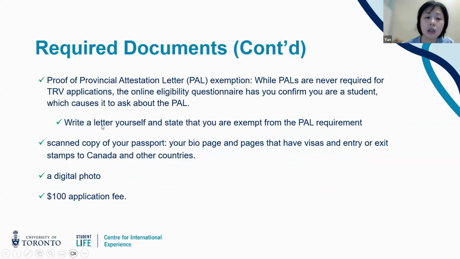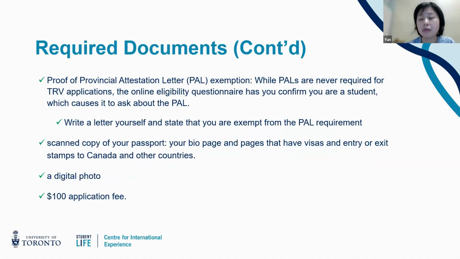For a TRV application, you don't need a PAL, but you may need to provide proof of provincial attestation letter exemption. Again, you should write a letter yourself and state that you are exempt from the PAL requirement because you are applying for a TRV, a temporary resident visa.